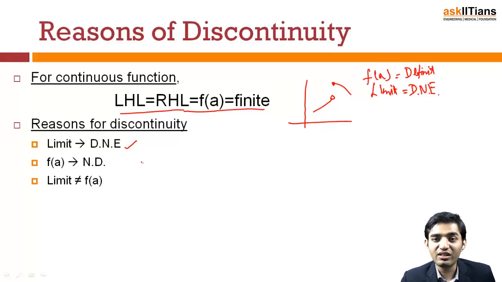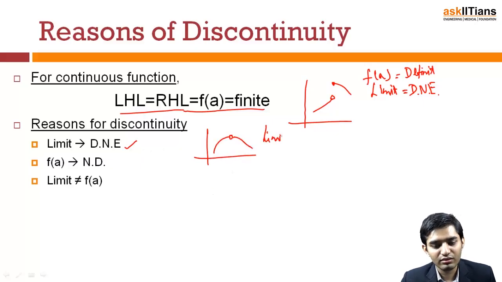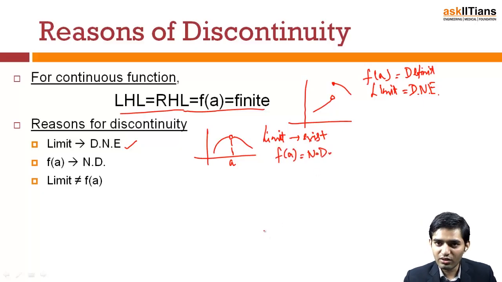The second reason is that the function is not defined. The limit exists but the function is not defined. An example could be a graph like this. In this case the limit of the function exists, but the function is not defined at this particular point a. f(a) is not defined. So the limit exists but the function is not defined, whereas the first case was that the function is defined but the limit does not exist.